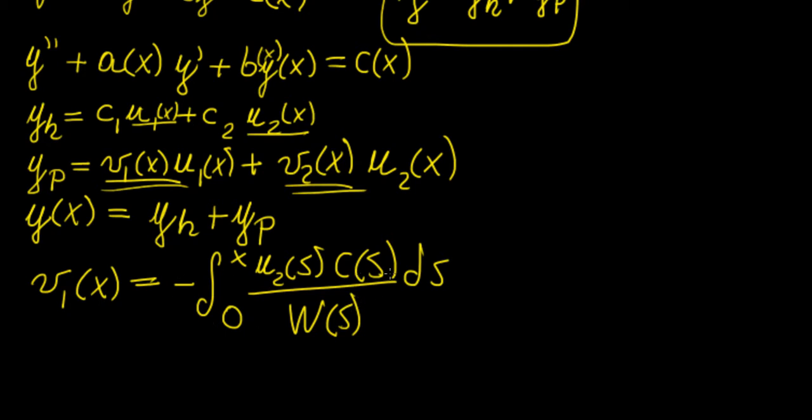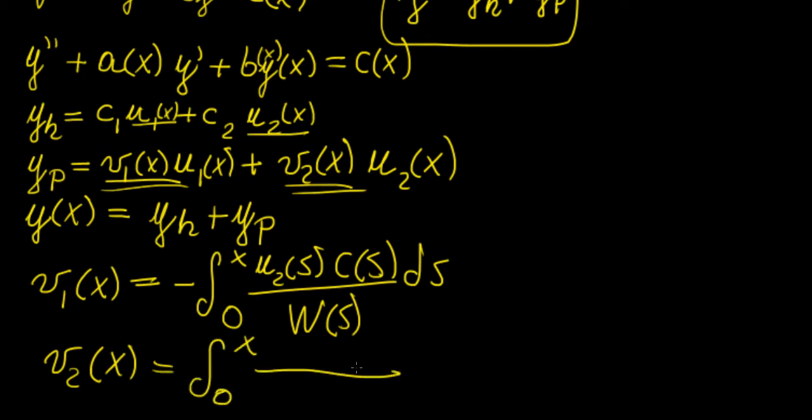So once we integrate this, we get a function of x out of it, and then v2 is going to be equal to the integral from 0 to x of the function u1(s) times c(s) over the Wronskian, ds.